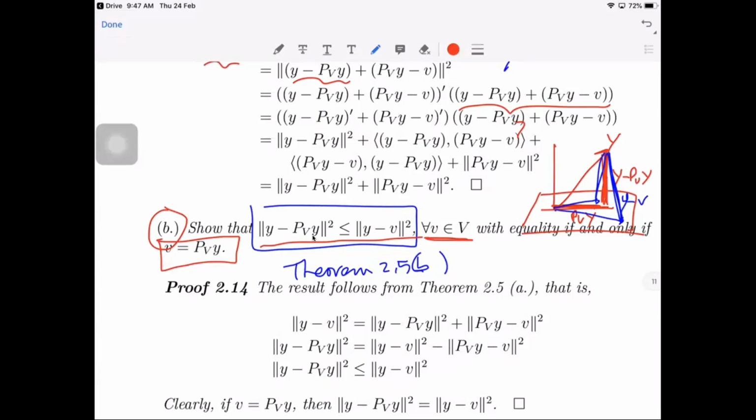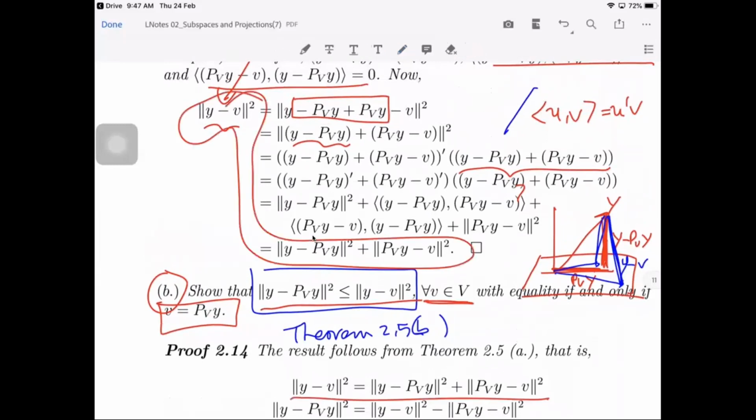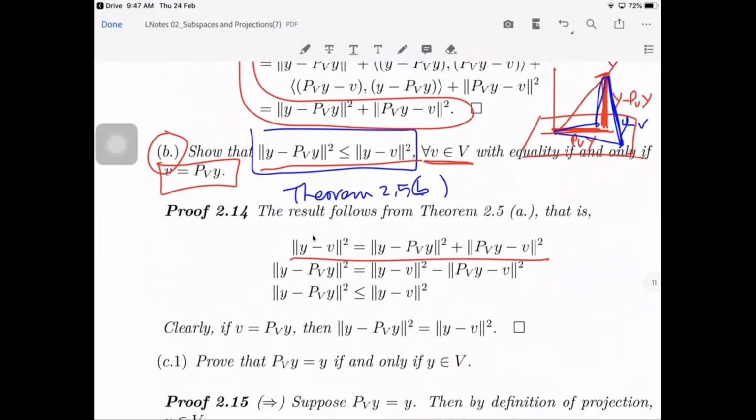Okay, so from here, from A, we have shown that one, which is this one.